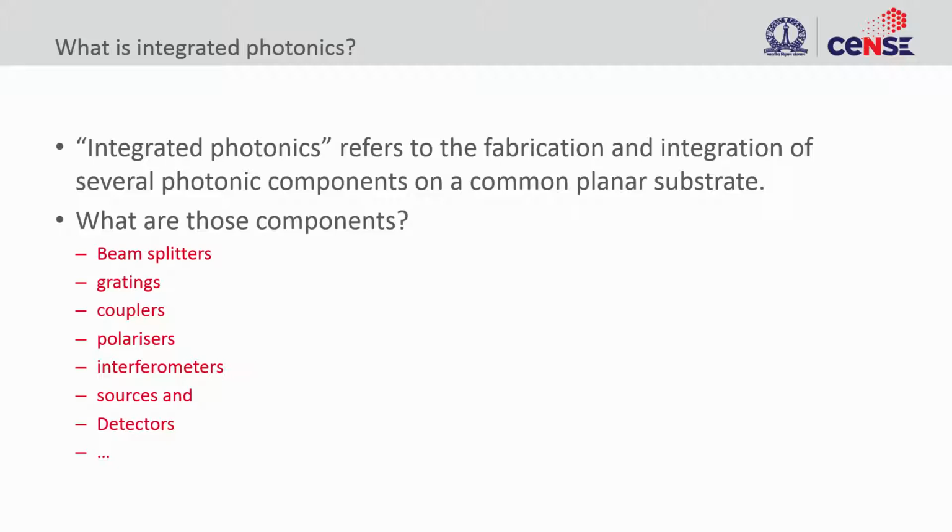So in a broader sense, integrated photonics refers to the fabrication and integration of several photonic components on a common planar substrate, which is very important. So we talk about circuits on a planar substrate. This is the most important difference from the regular optics that we talk about. All right. And what are these components? There are multiple functionalities that constitute these components.